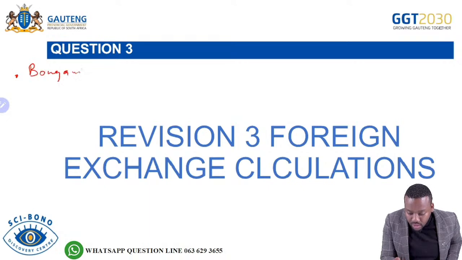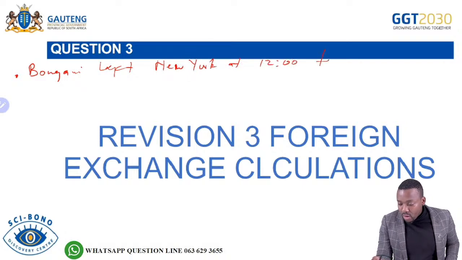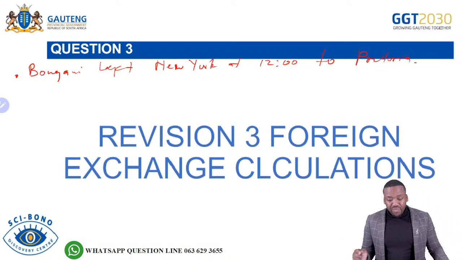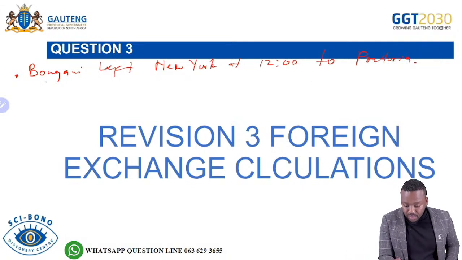Bongani left New York at 12 hours to Pretoria. Right? And that's maybe he was studying. Bongani left New York at 12 hours to Pretoria. His flight departed at 12 o'clock. That's the same.